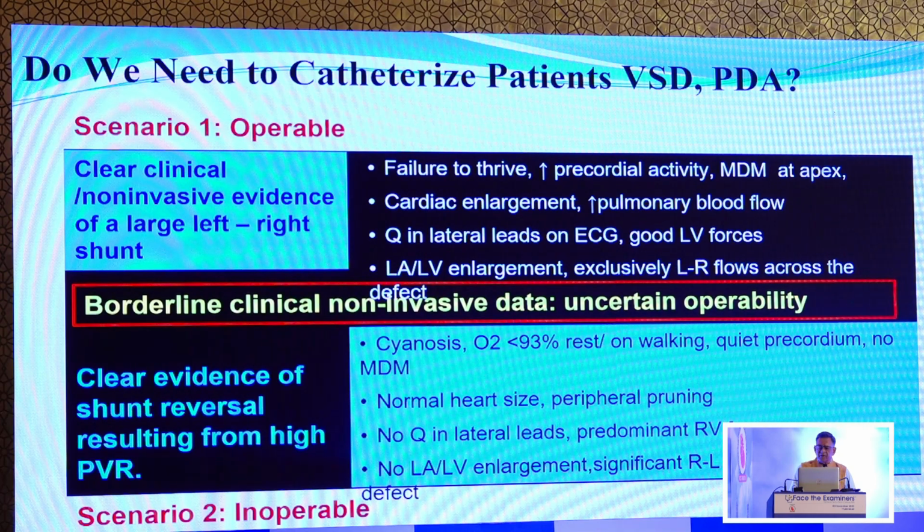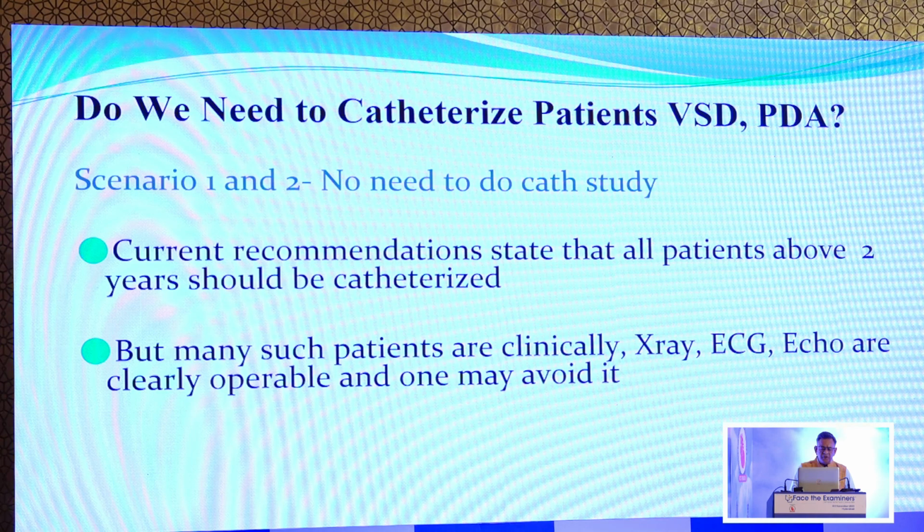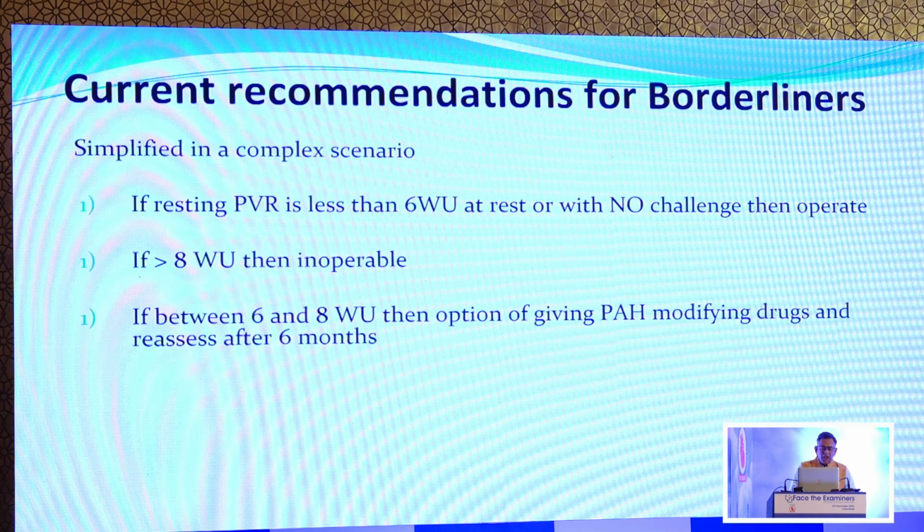Borderline clinical patients create confusion. And then what to do? Then you have to catheterize. If PVR is less than 6 Wood units, you operate. In fact, the international ESC guidelines say 5 units, but here the Indian guidelines say it is 6 units.